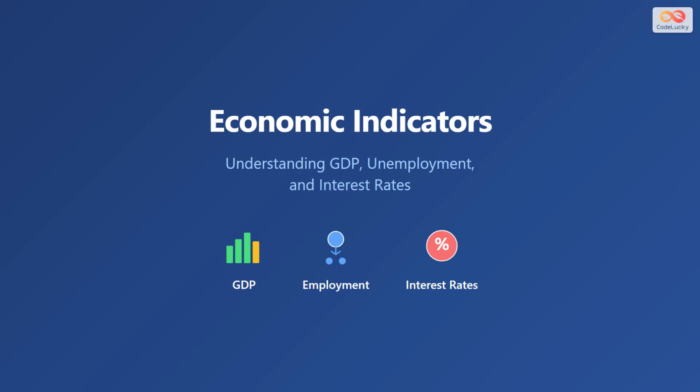Today, you'll learn about 3 fundamental metrics that shape our economy and influence your personal finances: gross domestic product, unemployment rates, and interest rates. These indicators work together to paint a picture of economic health, and understanding them will help you make smarter financial decisions. Whether you're planning to buy a home, invest your savings, or simply want to understand the news better, these concepts are essential building blocks of financial literacy.